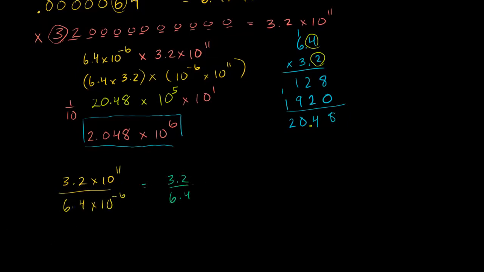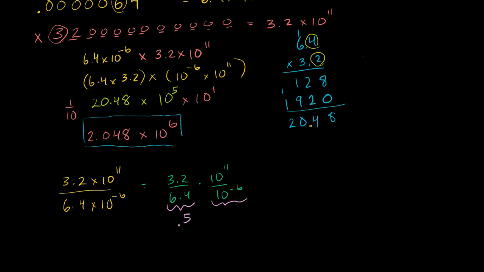So we could say it's this times 10 to the 11th over 10 to the minus 6, right? If you multiply these two things, you'll get that right there. So 3.2 over 6.4 is just equal to 0.5, right? 3.2 is half of 6.4. So this is 0.5 right there. And what is this? This is 10 to the 11th over 10 to the minus 6. So when you have something in the denominator, you could write it this way.